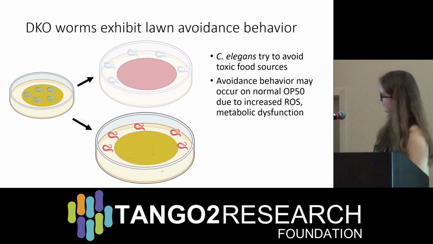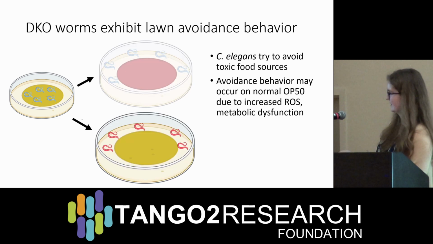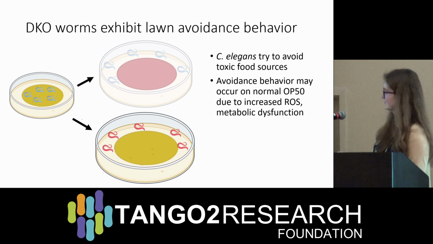However, previous people who have studied worms have also found that if you give worms that have metabolic problems, so their cell metabolism isn't working correctly, they're not generating enough energy, or they have lots of what are called reactive oxygen species, these worms will also move off of their food, even if their food source is totally fine, because their cells are stressed out, so they think that they're being poisoned, so they try to move away and find better food.